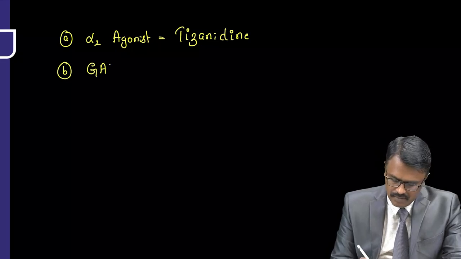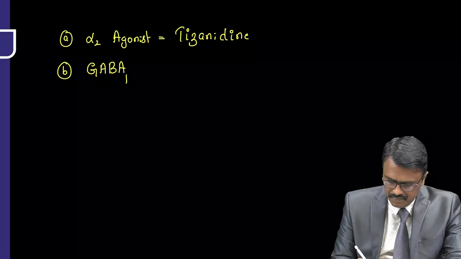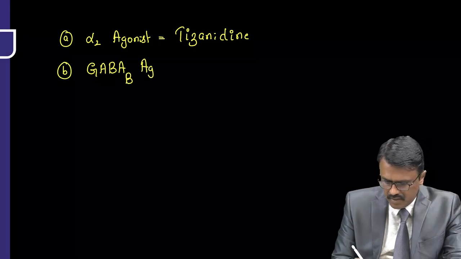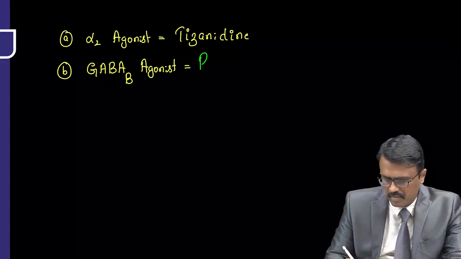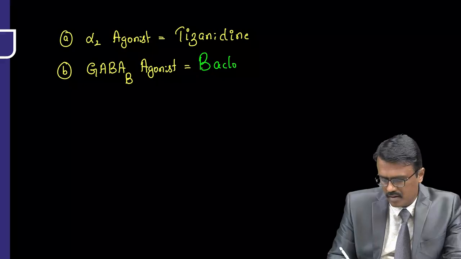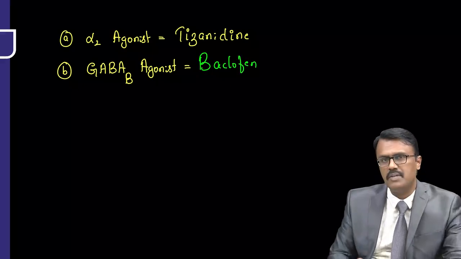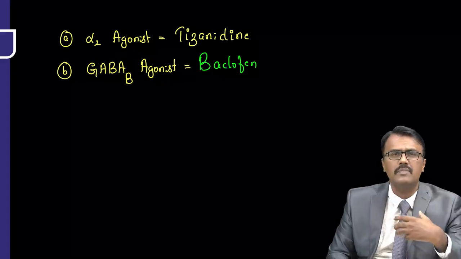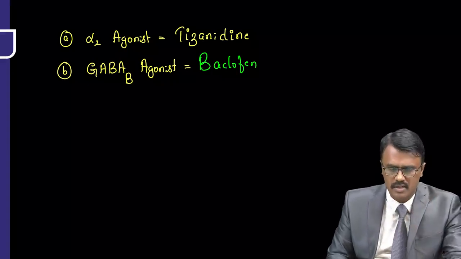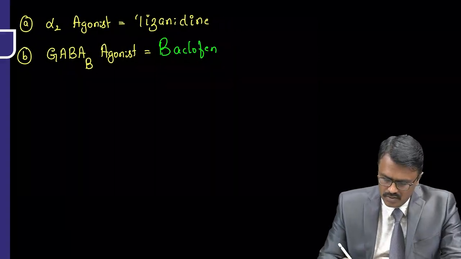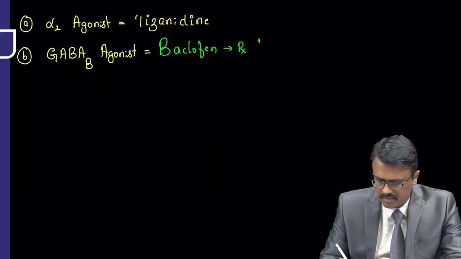Second, our own GABA receptors. In that we have GABA B agonist. The name is baclofen. Baclofen, apart from this muscle relaxation, is also used for hiccups. So it is also used for treating hiccups.